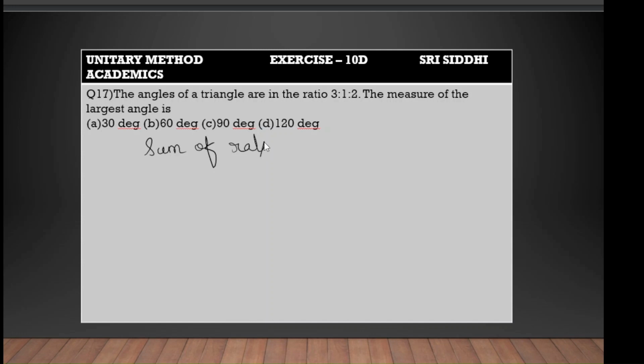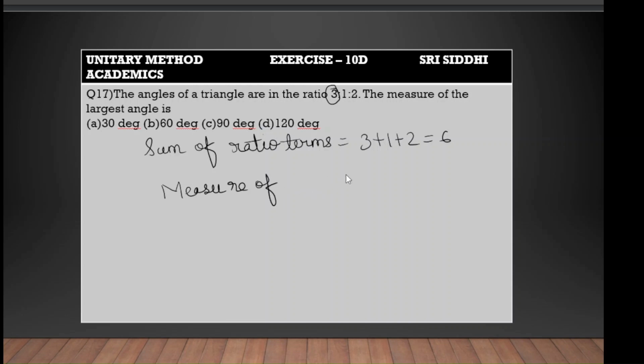Right? If we find the sum of ratio terms, what will it be? 3 plus 1 plus 2 is equal to 6. Now, which is the ratio term for the largest angle? Definitely 3. So, what will the measure of the largest angle be? It will be 3 by 6 of 180 degrees.